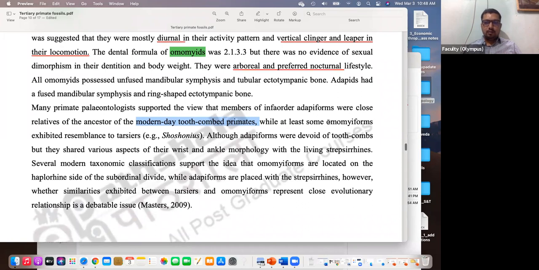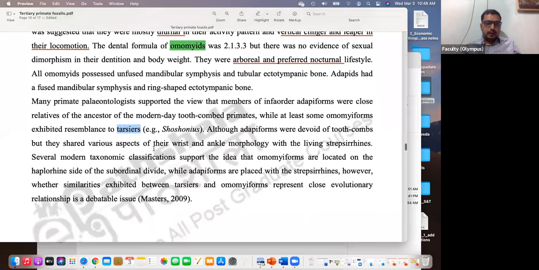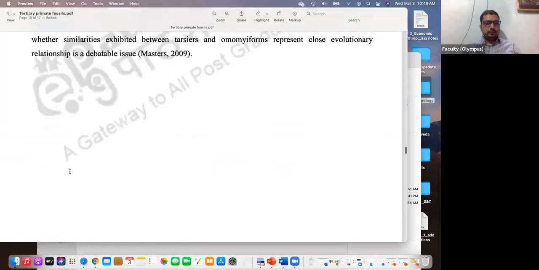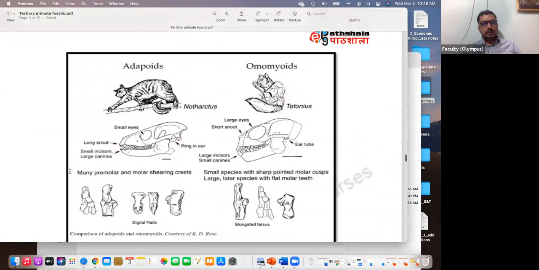Whereas Homomyiformes were mostly like tarsiers, the other living primates that we talked about in the last session. Homomyiforms are more like the haplorhini category of this division, because we talked about strepsirhini and haplorhini. So they were more similar to the haplorhini categories of primates. Okay, right. So this is briefly about the primates that we have seen in the Eocene period.